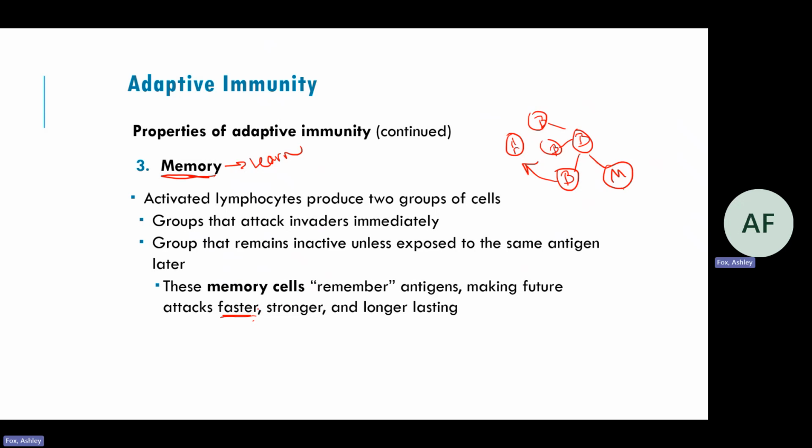This is the same thing. As you're exposed to the same antigens over and over again, the stronger and better your immune system is going to react to it. That's a lot of the reason we get multiple vaccines in a series: we're making more memory cells, so we get a faster, stronger, longer reaction later on if we're exposed to that antigen again.